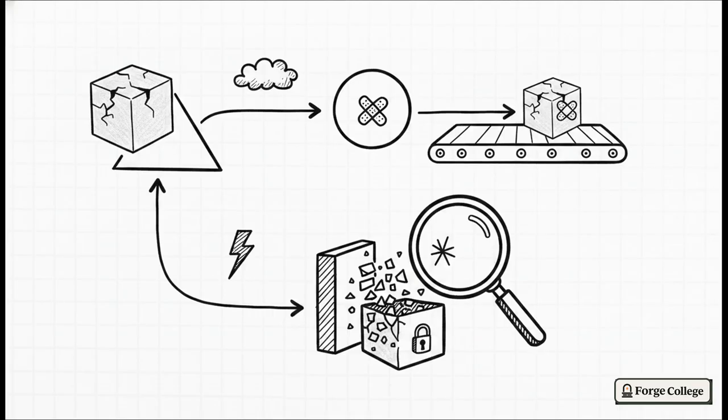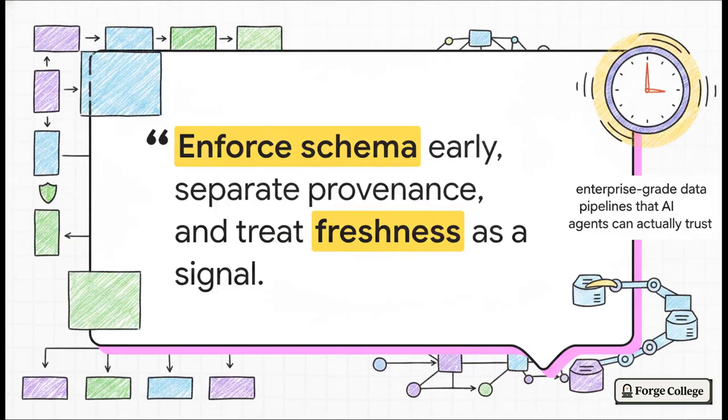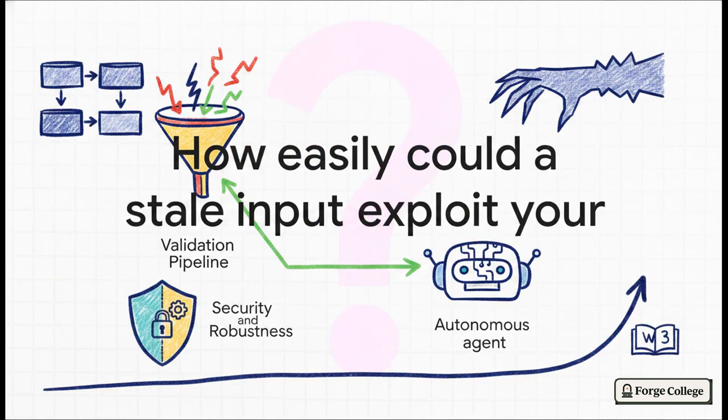Honestly, if you take absolutely nothing else away from this explainer today, please just memorize this golden rule. Enforce schema early, separate provenance from features, and treat freshness as a first-class signal. This specific ethos is exactly what transforms fragile little scripts into robust, enterprise-grade data pipelines that AI agents can actually rely on. I want to leave you with a bit of a provocative question to chew on.